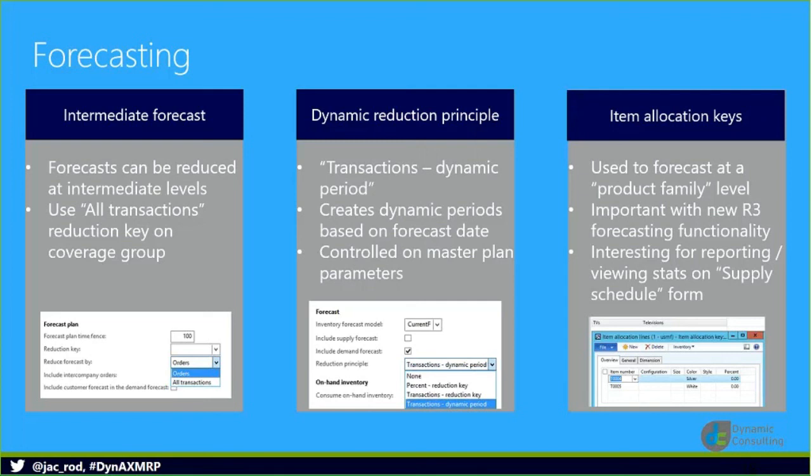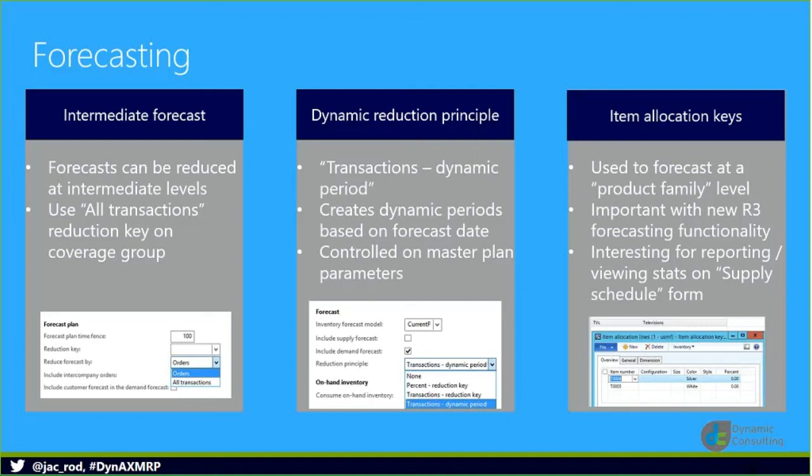Dynamic reduction principle is a new feature in 2012, where the forecast reduction period is not set up by a calendar like it used to be. It's instead dynamically created by the forecast dates. So you might have one period that's a couple of months because you only have 2 forecast lines in the system and they're a couple of months apart. Or if you have a forecast line every week, you're going to have weekly periods. The period is created based on the first forecast date, and the next forecast date, with a period created in between those two, and so on and so forth. They don't have to be consistent. It could be every other day.